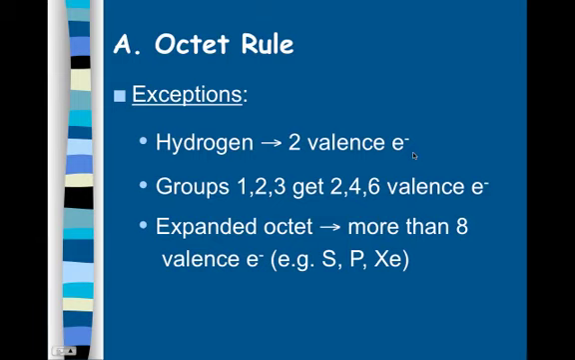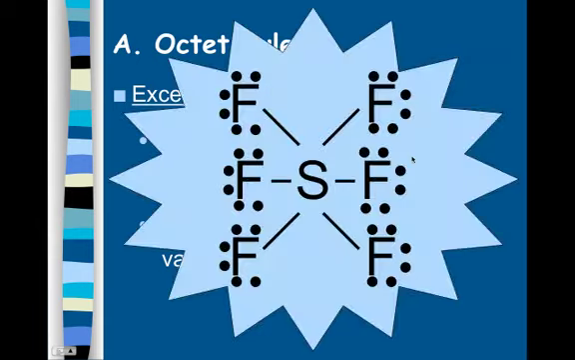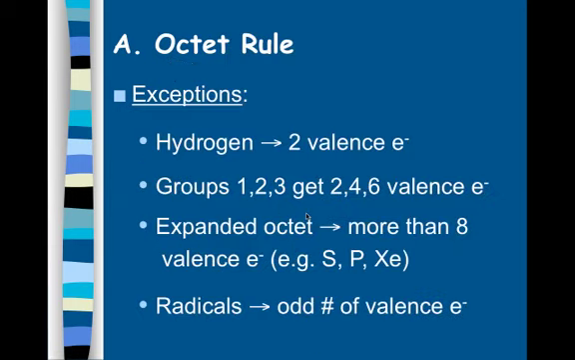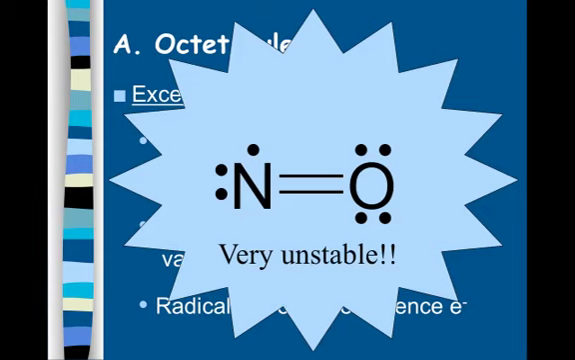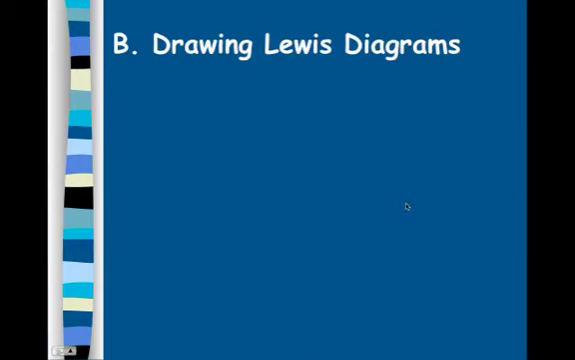Now, there's something called an expanded octet, where usually a transition metal will hold more than 8 valence electrons. The best example of that is sulfur hexafluoride. Sulfur will actually hold 12 valence electrons in its outer shell. And there are a few radicals which we will not deal with in regular Chemistry 1, but I do want you to be aware of them for when you get to college. Examples like NO. This variation of NO is very unstable. Notice that the nitrogen has 1, 2, 3, 4, 5, 6, 7 valence electrons in its outer shell. Very unstable, so those odd numbers of electrons.